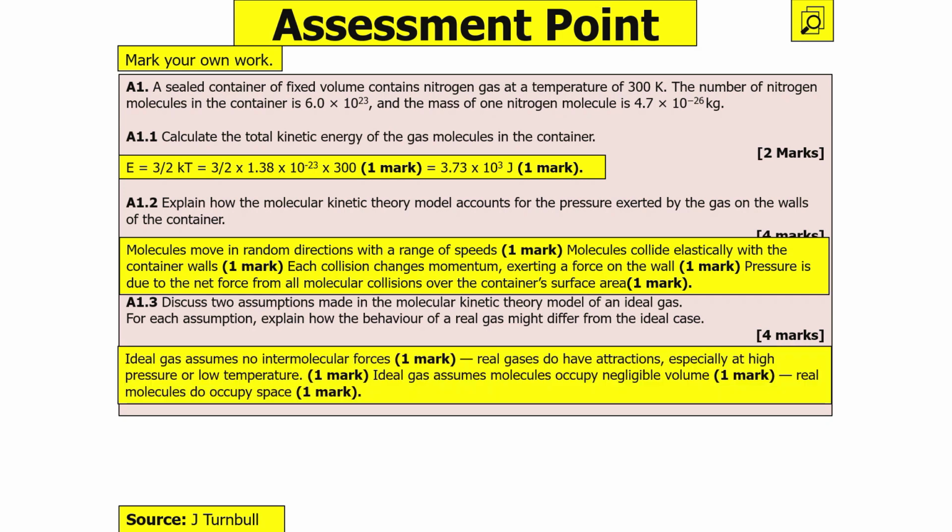Now, the ideal gas assumes no intermolecular forces. Real gases do have attractions, especially at a high pressure or low temperature. The ideal gas also assumes that molecules occupy a negligible volume. Real molecules do actually occupy a space.